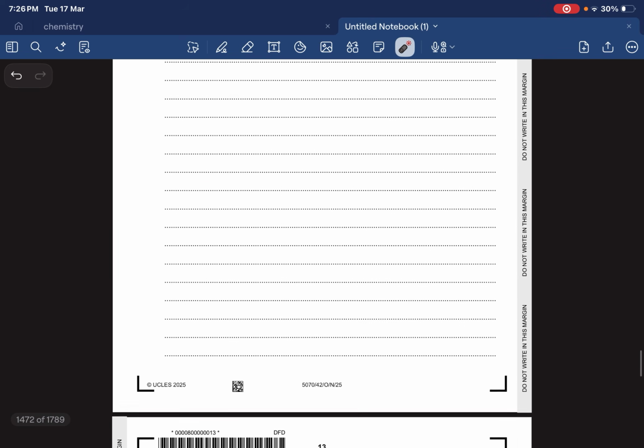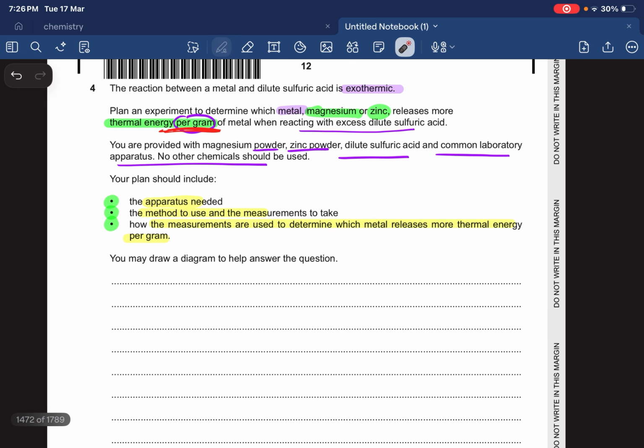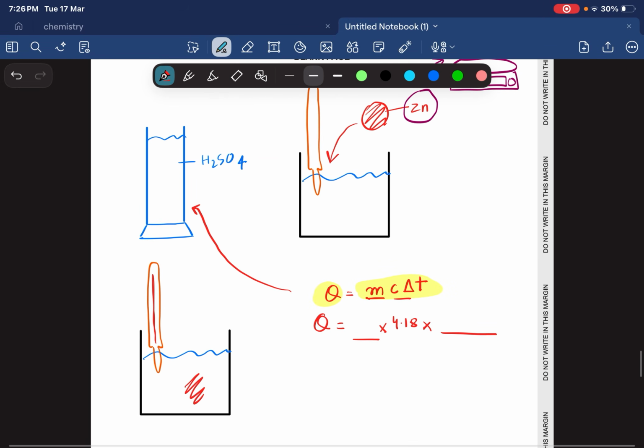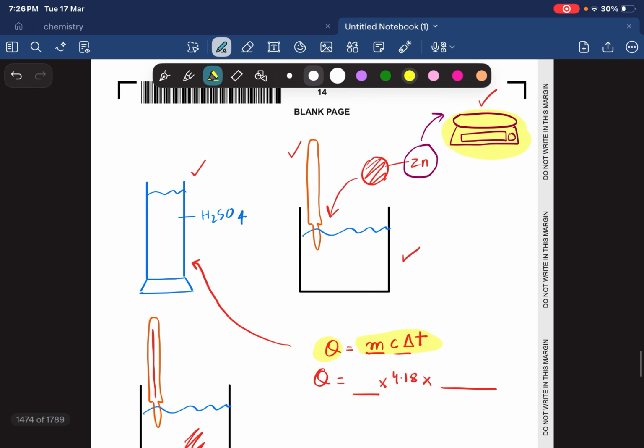So now I'm going to write my answer by addressing all the points. First point is the apparatus needed. According to my working, what kind of apparatus am I using? First, a measuring cylinder to measure the fixed volume of sulfuric acid. Secondly, a beaker for my reaction to proceed. Thirdly, a thermometer. And fourthly, a measuring balance to measure the fixed mass, because here we are dealing with the amount of energy released per gram. Per gram means 1 gram. So you have to have a fixed mass of both of them. That's what you have to make sure.